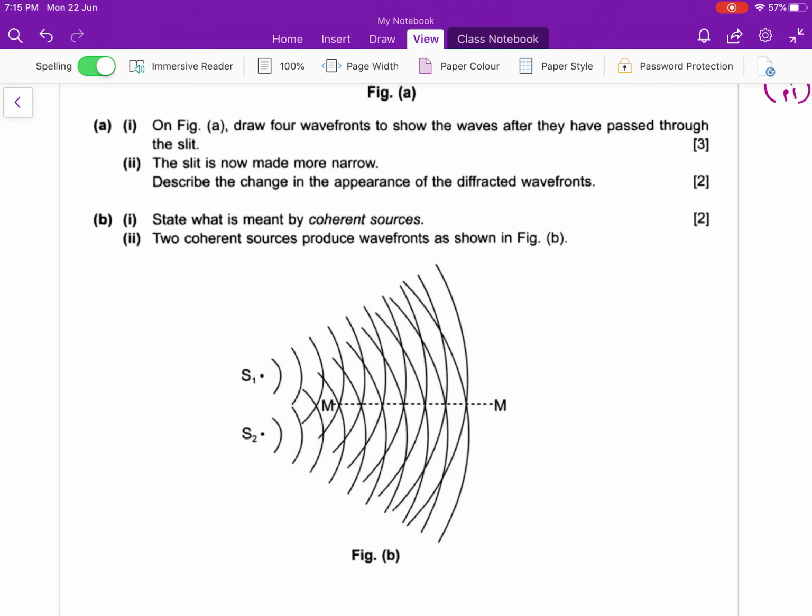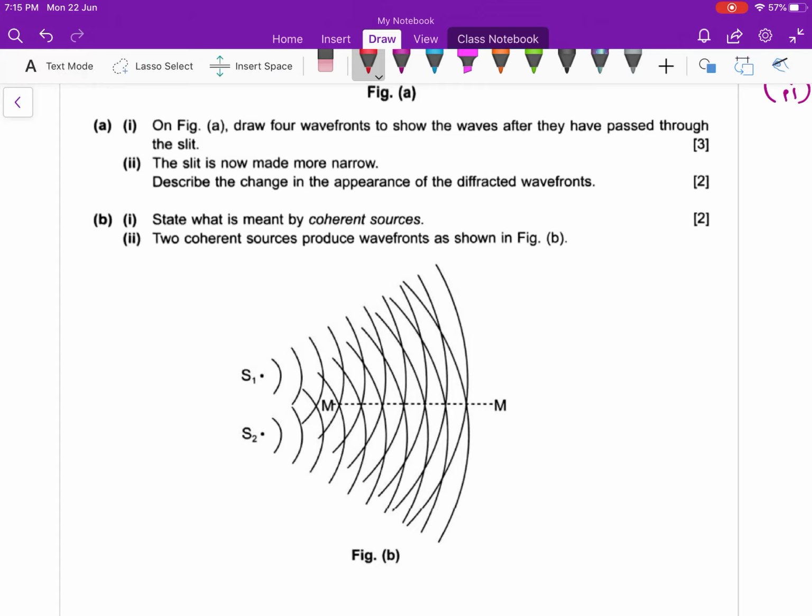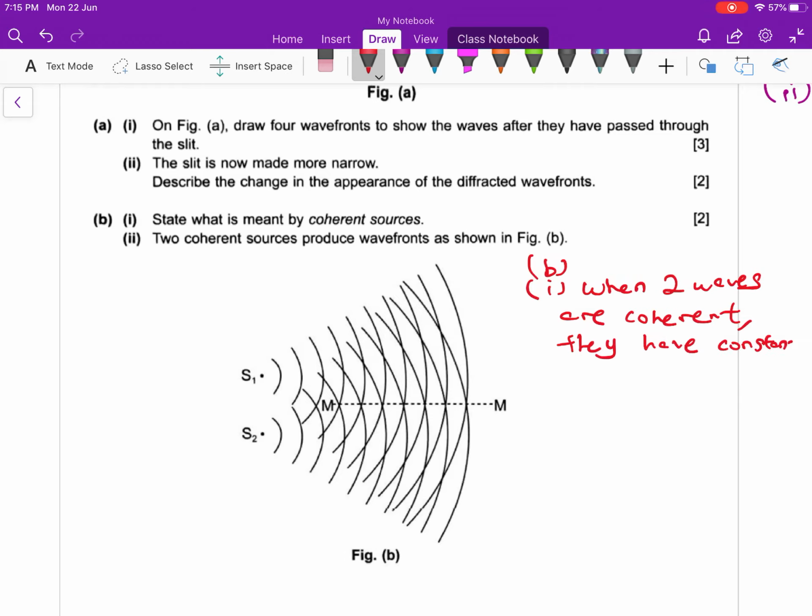Right, so part 2. Okay, B. State what is meant by coherent sources. Okay, so 这个 also quite straightforward. B I. So when two waves are coherent, they have a constant phase difference. Okay, so 这个我 just 放 delta phi.